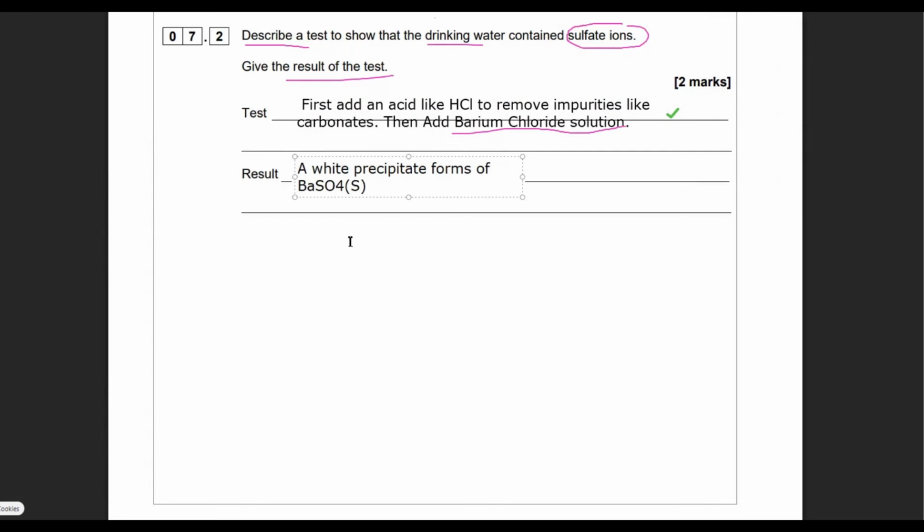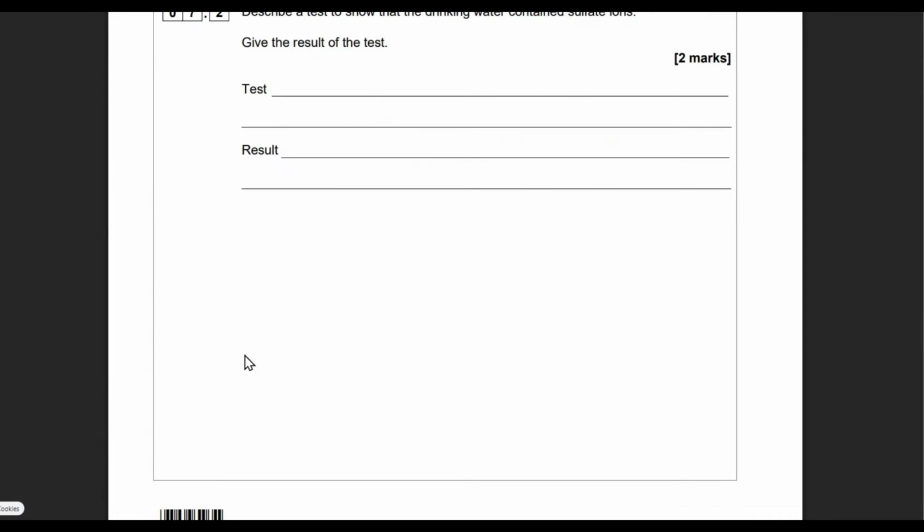You'll get a white precipitate formed, and that's really your answer. BaSO4, solid or white precipitate of barium sulfate.